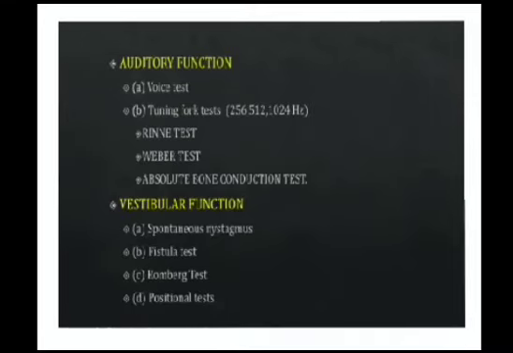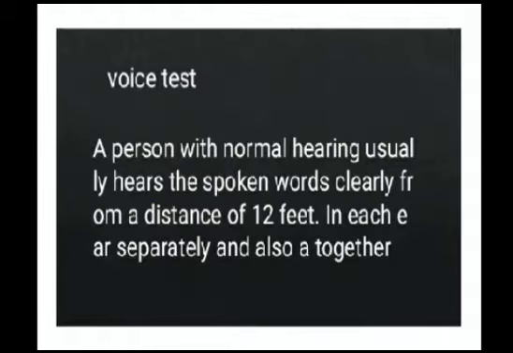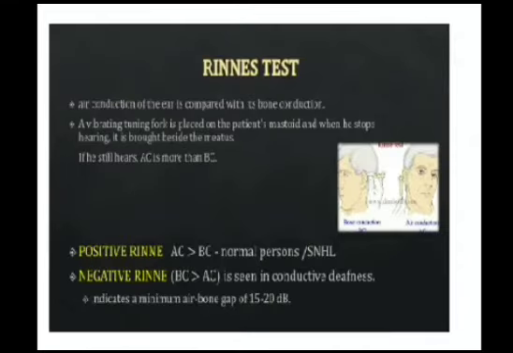Now we will talk about functional examination, in which we have to check auditory function and vestibular function. In auditory function we have to check the voice test, tuning fork tests, Rinne test, Weber's test, absolute bone conduction test. In vestibular function we have to check spontaneous nystagmus, fistula test, Romberg test, positional test. In the voice test, a person with normal hearing usually hears the spoken words clearly from a distance of 12 feet, in each ear separately and also together.